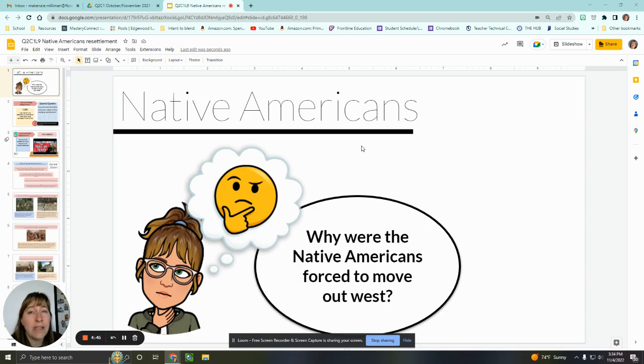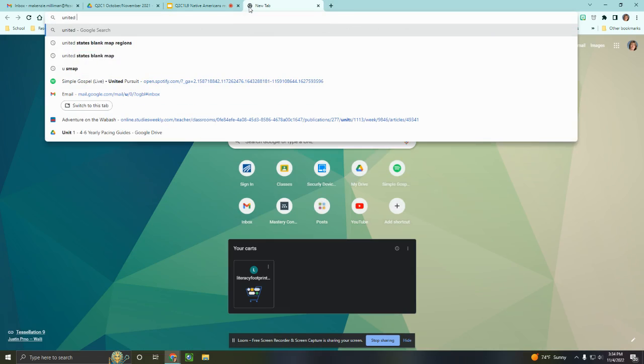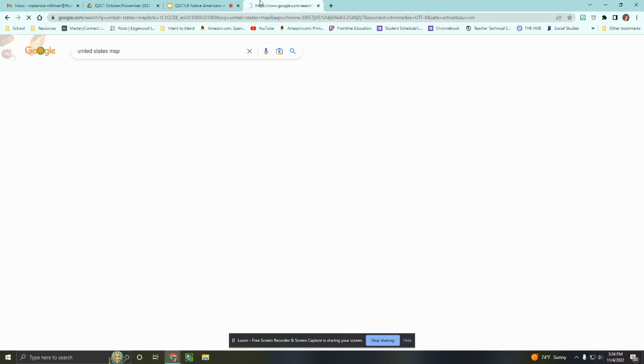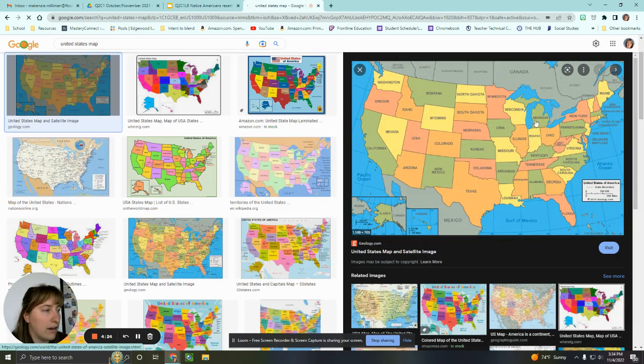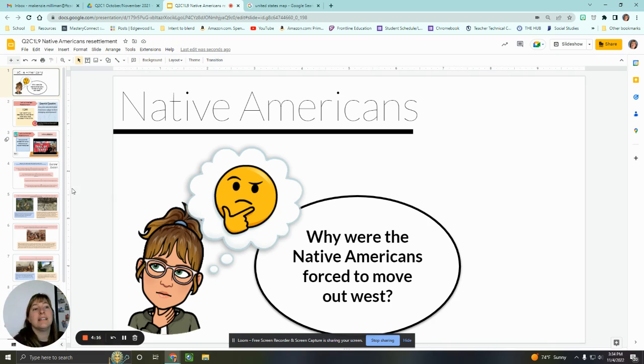Okay, the last thing we have to go over about Native Americans is that they were forced to move out west. So they were in Indiana, which is kind of the east side of the United States. So United States map, let me show you. Indiana is right here. And so the Native Americans lived in this area and they had to be moved out west. Okay. They started moving out west, and you're going to find out the reason why today.